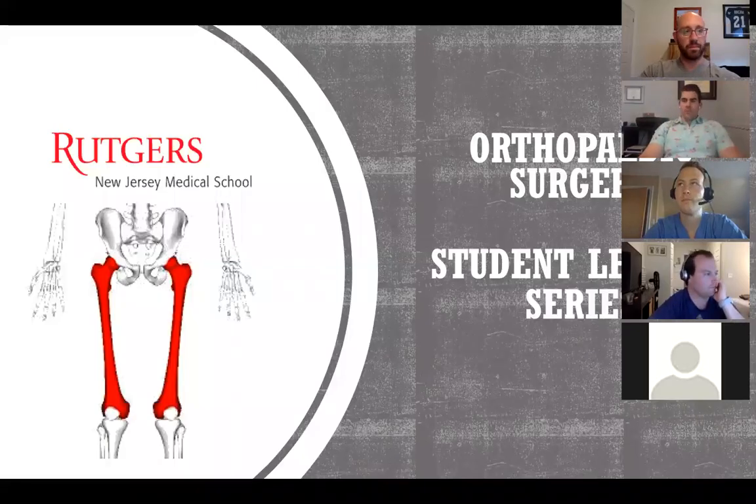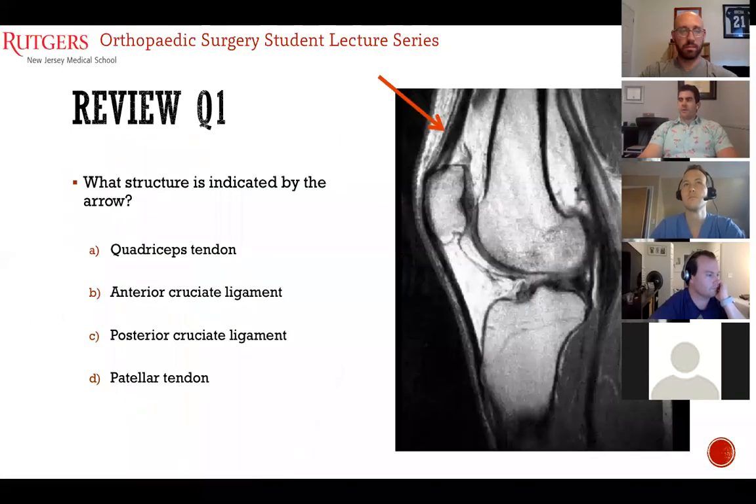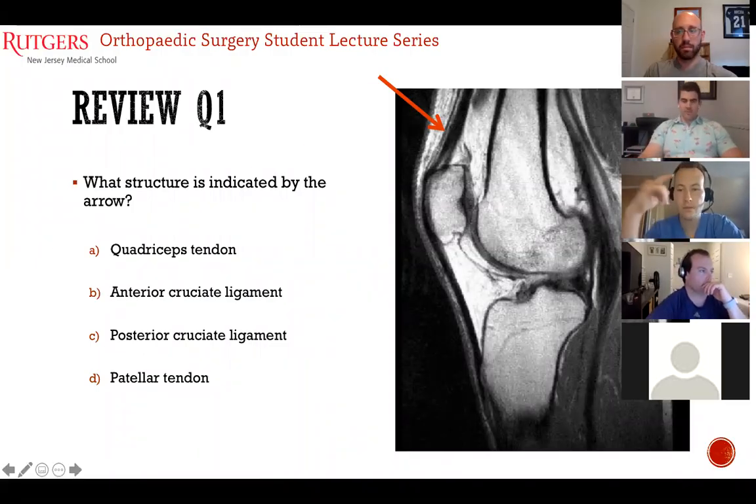We're going to go over a couple of review topics from our last lecture, a couple of review questions just to spark your memory. For those of you who weren't here for the last lecture, just do your best so we can go through and go over a couple of things. So our first question: what structure is indicated by the arrow here on this MRI?